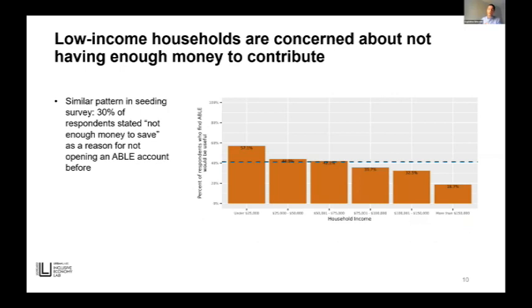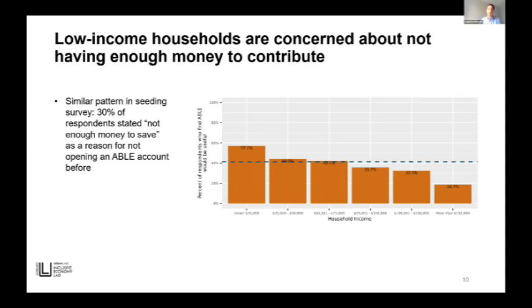The other barrier that we identified is that low-income households are also concerned about not being able to save enough money into ABLE accounts if they were to open one. Strikingly, we find that there is almost an identical share of individuals in the low-income households between the 2 surveys that report having that concern of not being able to save enough money as a reason for not opening an ABLE account.